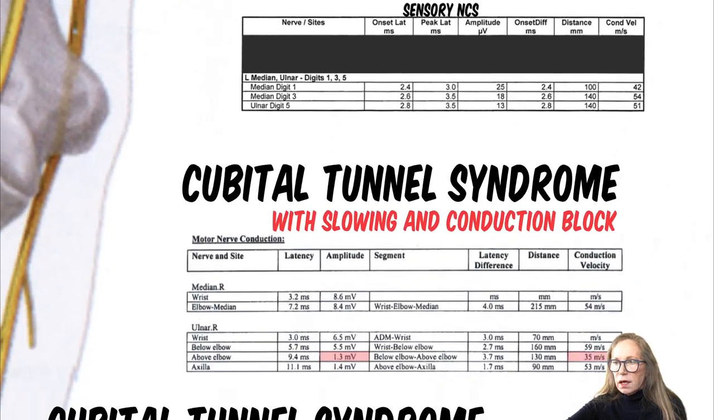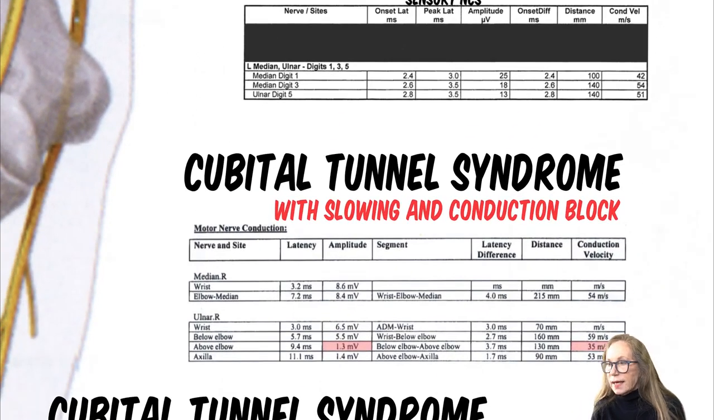So now look at this one, now we have a block. So again, you go over to the conduction velocity to know that it's localizing it to the elbow, above and below the elbow. The conduction velocity here is 35, similar to the one above. But now go over to the amplitude, and that will tell you whether or not there is a problem with loss of nerve fibers.